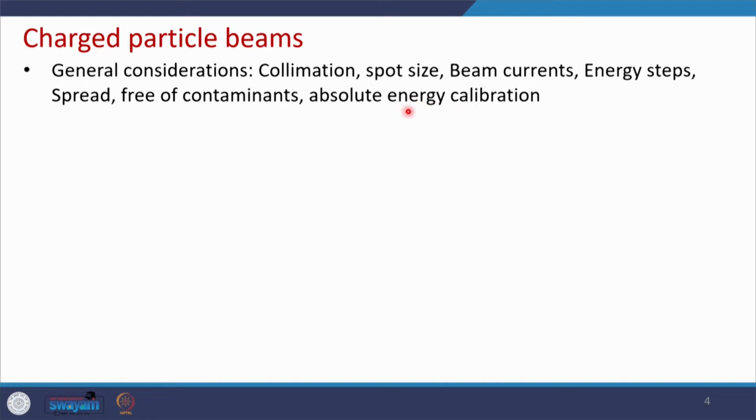So, what are the methods of this energy calibration? What are the reactions which are useful? That we will discuss. All right.